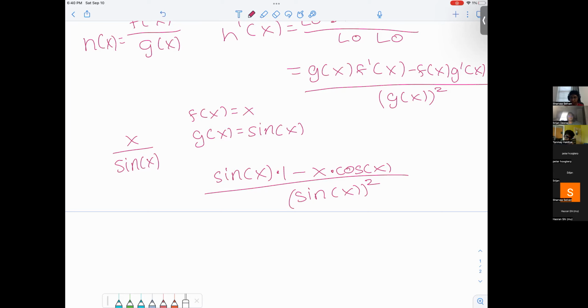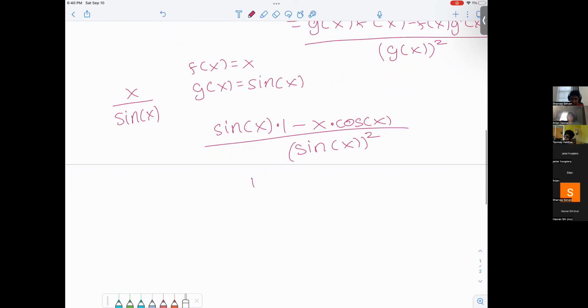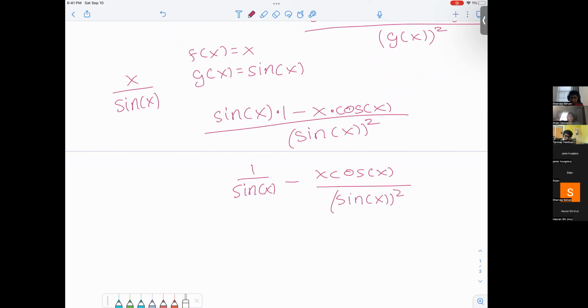Obviously, you can simplify this a little further. You can split it up as 1 over sine of x minus x cosine x over sine of x squared. Or you can keep it in that form. Whatever the answer choices have, you can submit. So this is quotient rule.